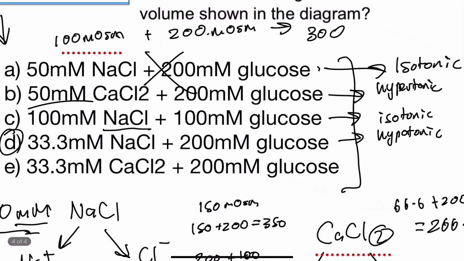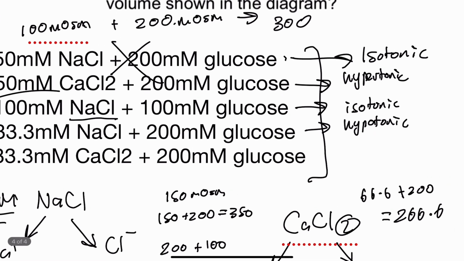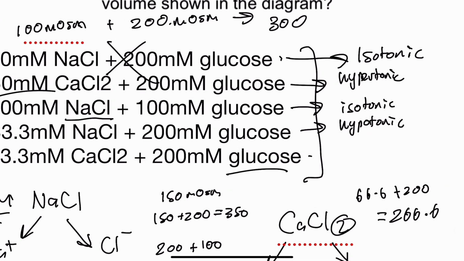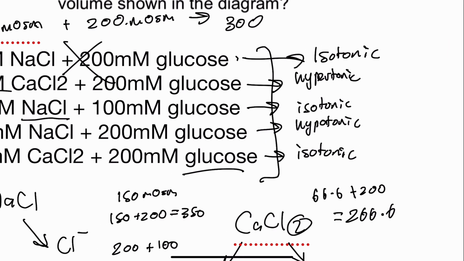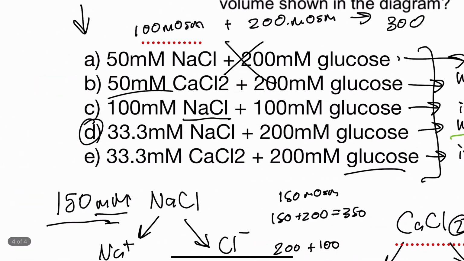We'll just go through E just to make sure. E has CaCl2, meaning we have to multiply it by 3. 33.3 times 3 is 100. 100 plus 200 of glucose is 300, meaning this one is also isotonic. That means that our only possible option is the one where it is hypotonic, which is D. And that's why D is our correct answer.